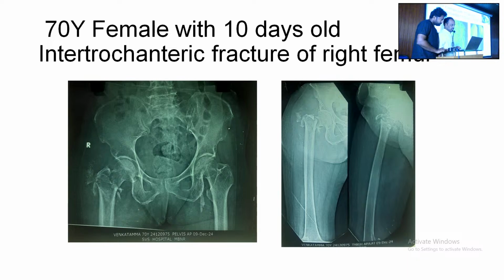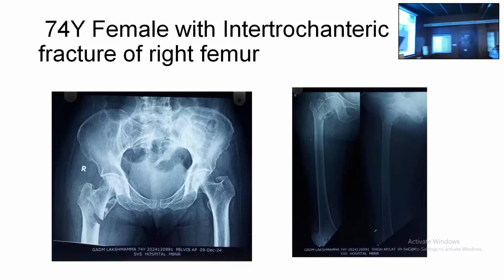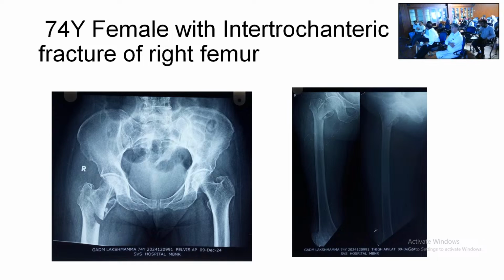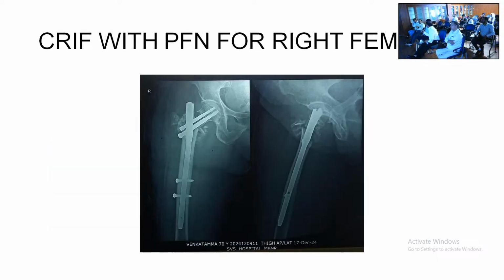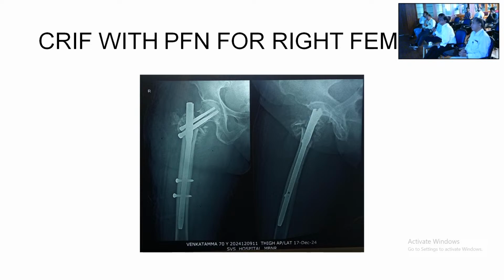Okay. 70 years female with 10 days old intertrochanteric fracture of right femur. Then we have done closed reduction internal fixation with proximal femoral nail for right femur, sir. Recently, there was a publication from the NHS. 50% of these short nails failed. So we have to be careful. We don't know how many united. 60%.